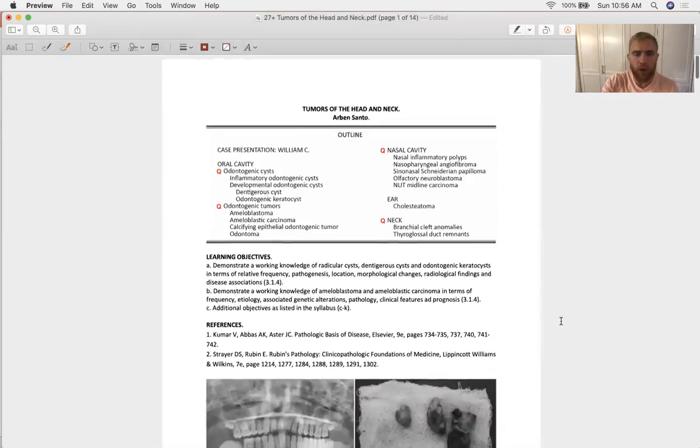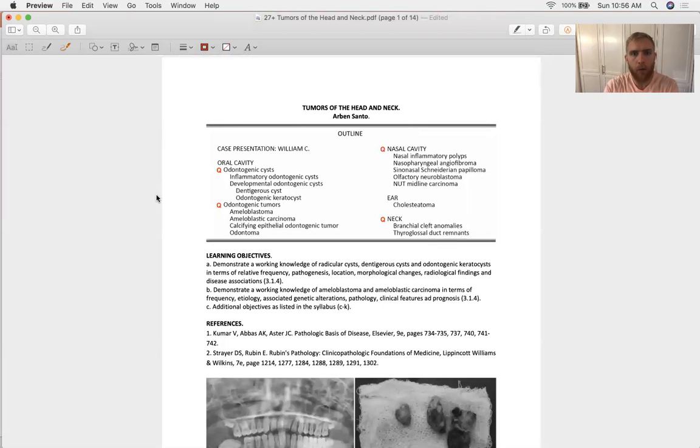So that was tumors of the head and neck. That was our first of, I think, 3 different tumor lectures for this particular exam. And just based off the categories, you're going to get a question about an odontogenic cyst. You're going to get a question about an odontogenic tumor. Probably going to get 2 questions about growths in the nasal cavity. Then probably going to get a gross question about the anomalies of the anterior neck.